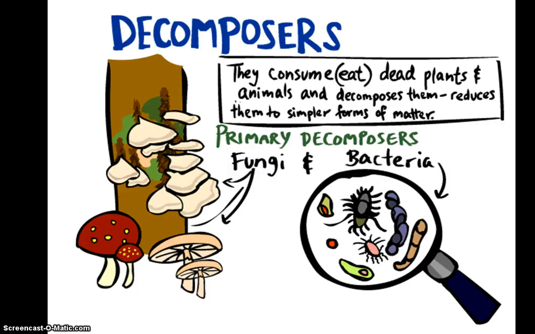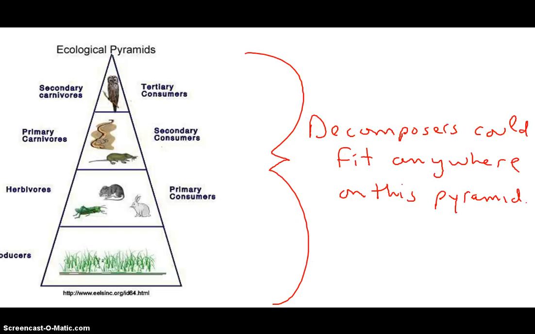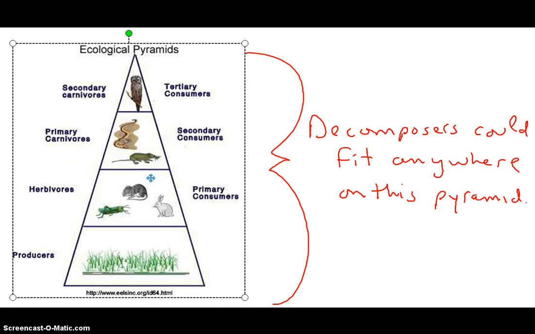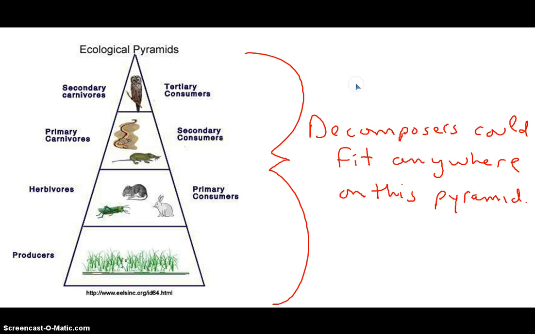So in any food web or chain, we've looked at chains, but eventually we'll get to food webs, anytime we look at those, we can basically insert decomposers in there anywhere we want. So if we look at an ecological pyramid here, we've got the producers at the bottom, and then we've got the herbivores, the primary consumers, and then the secondary, and then finally the tertiary.